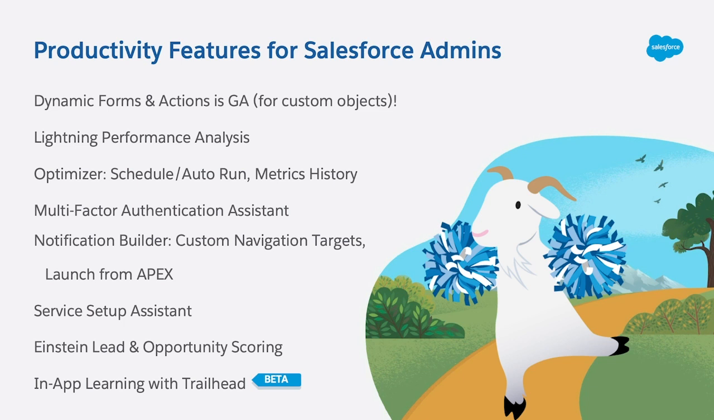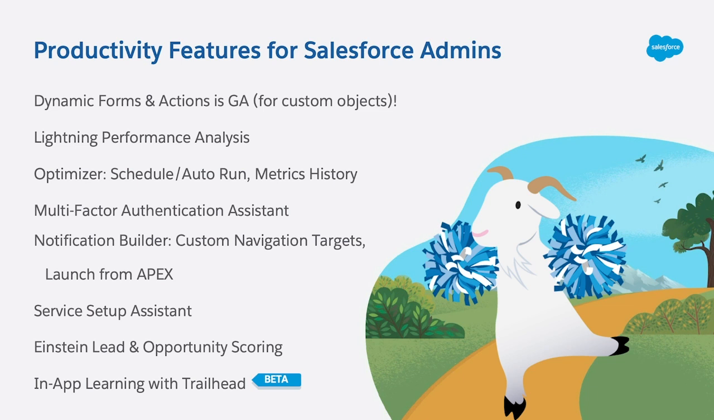Lightning performance analysis. This is so cool. This is a way that you can click a button within the Lightning App Builder and it will tell you how well that specific record page you're working on performs based on the components on that page. It is awesome. It also gives you recommendations on how to improve that performance. So I'm going to show you that as well because I have to, because it's super cool.